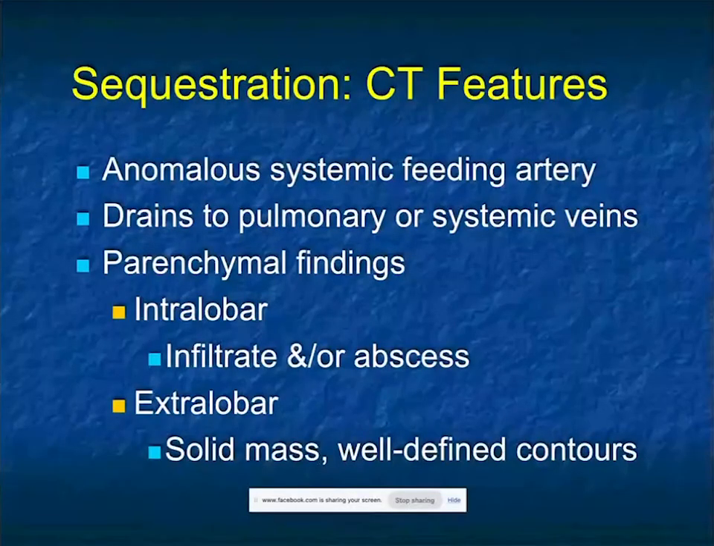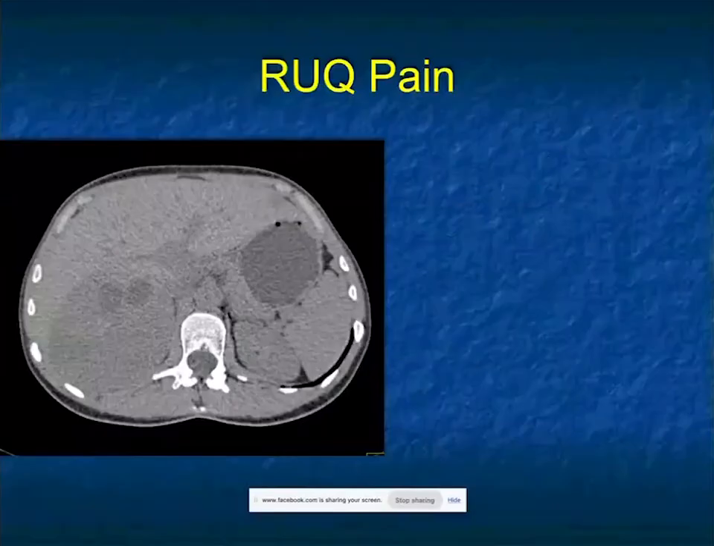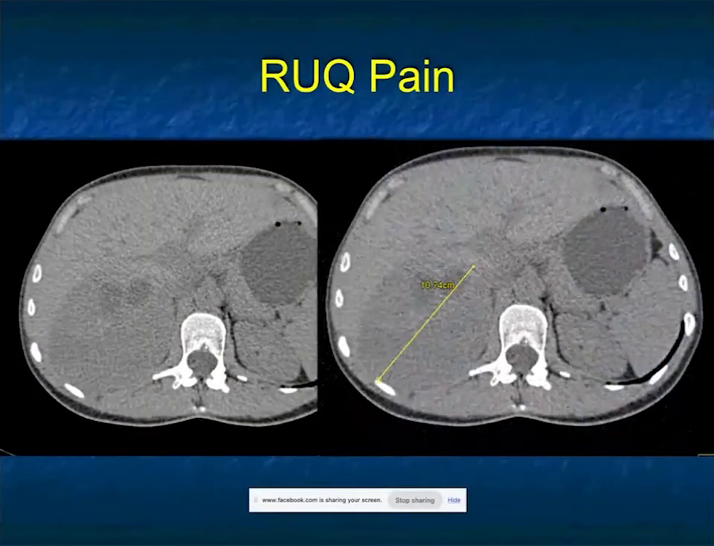So just some comments about sequestration. Look for that feeding vessel. Again, you need to think about it because otherwise you're going after the differential of a mass or pneumonia. A very important case. Okay, right upper quadrant pain, there's a mass, 10.7 centimeters.